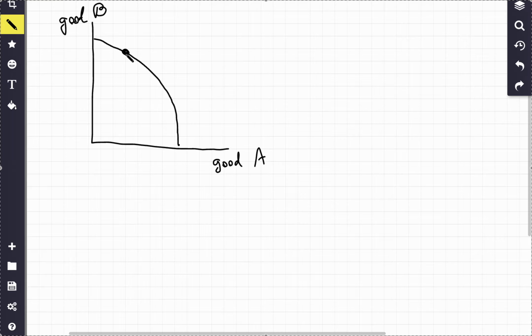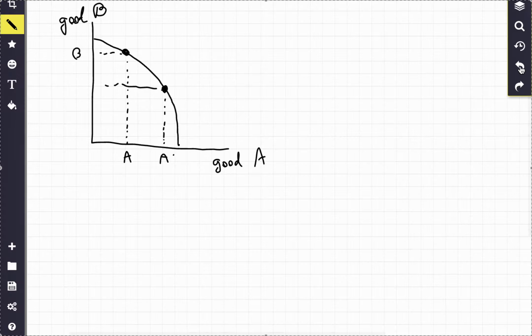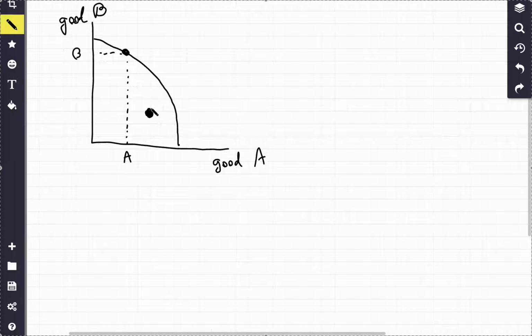We can put a point here and find out how much good A and B is produced. So this is how much good A is produced, and this is how much good B is produced. But if our economy is operating here, then they're probably making more A than before. Instead, they have sacrificed some production of B. This is just one example. But if economy is operating here, they're making this much of good A and this much of good B. When economy is inside the curve, they can expand both of their production without sacrificing any of them, right?